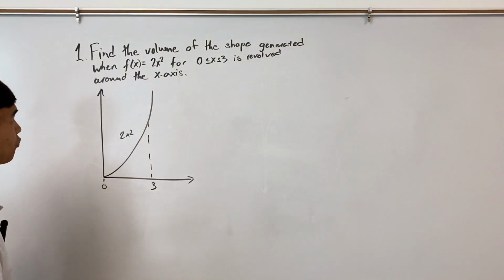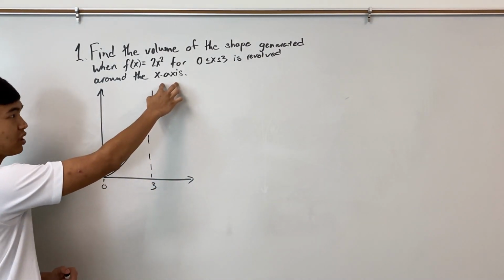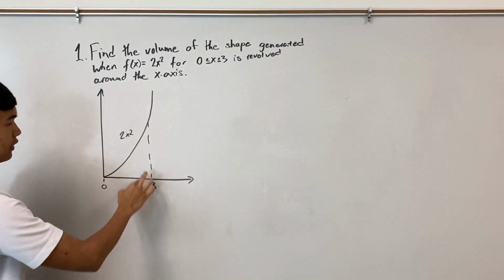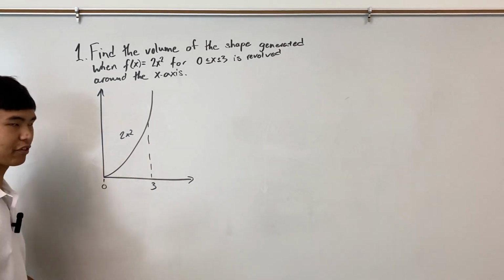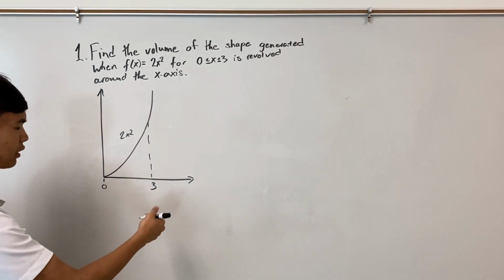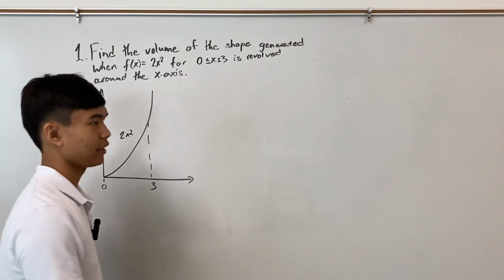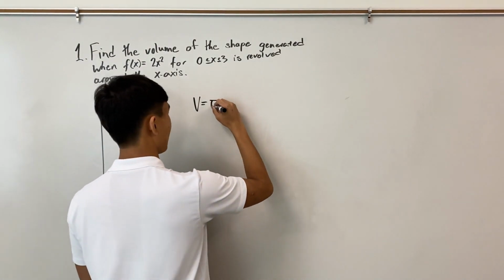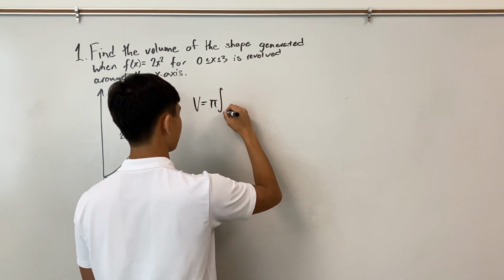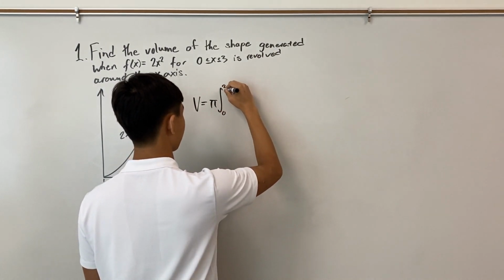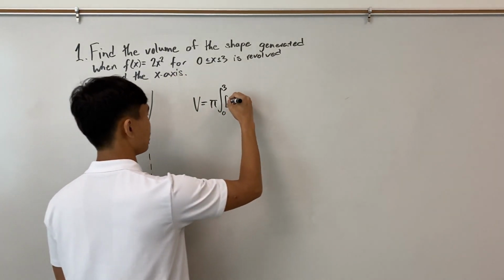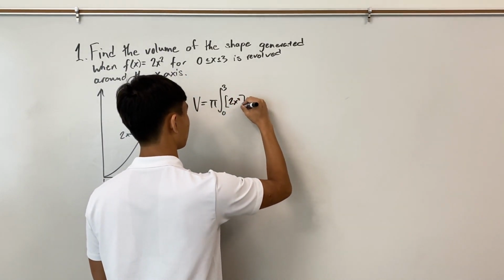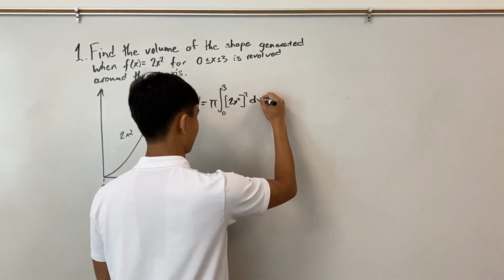And you'll notice that our axis of revolution is the x-axis, and the area under this curve touches the x-axis at every point between 0 and 3. So we can use the disk method. The volume is pi times the integral from 0 to 3 of our radius, or our function, squared. So (2x squared) squared dx.